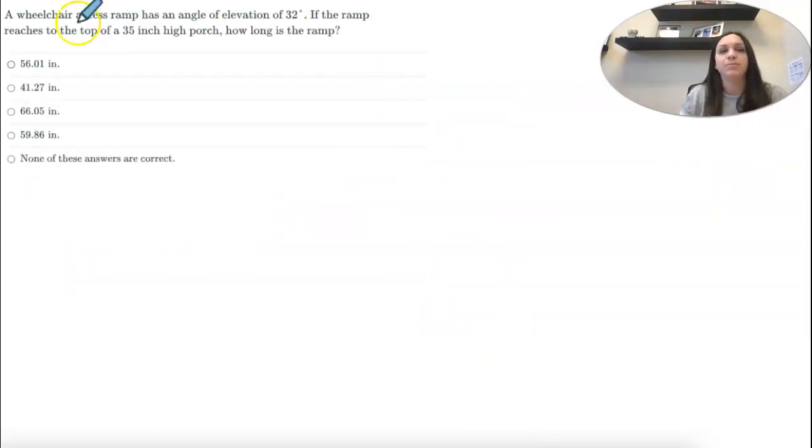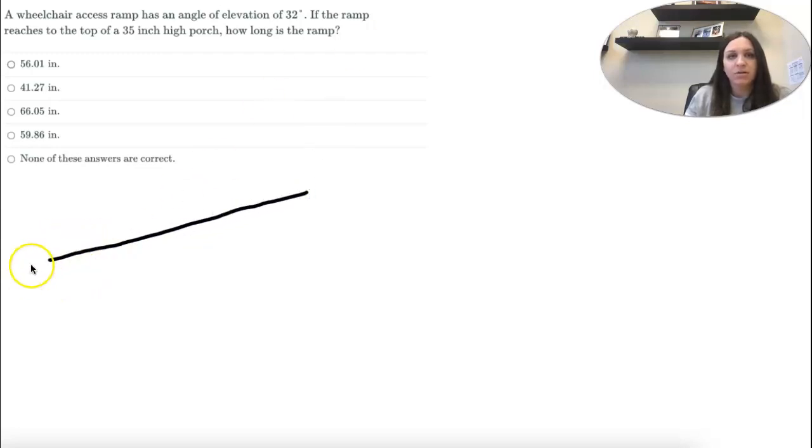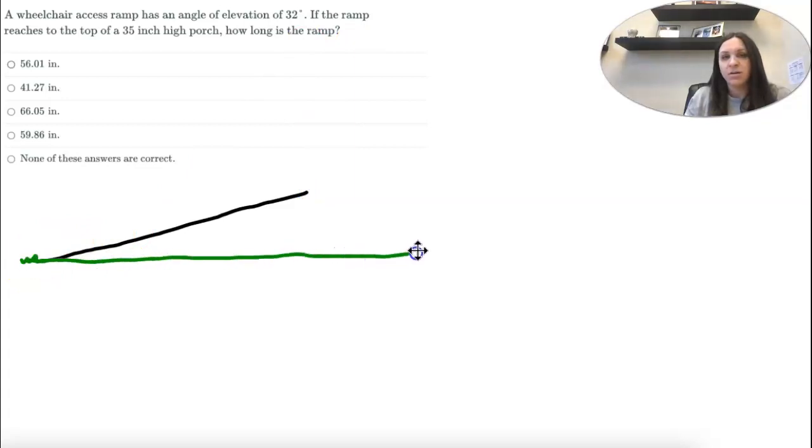Alright, a word problem. A wheelchair access ramp has an angle of elevation of 32 degrees. If the ramp reaches to the top of a 35-inch high porch, how long is the ramp? So I'm going to draw this out so we can get a visual. So think about, we have a ramp. Here's the ground. And then here, there's a porch right here that the ramp's going up to.